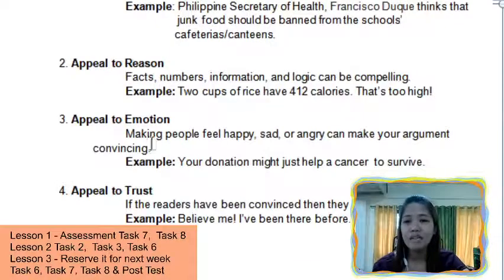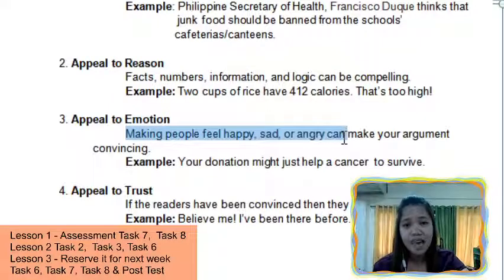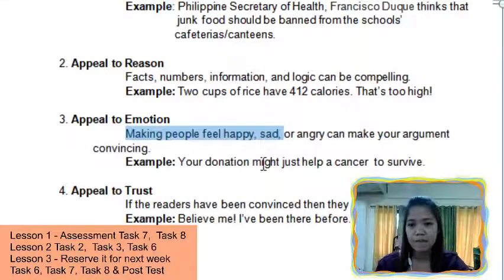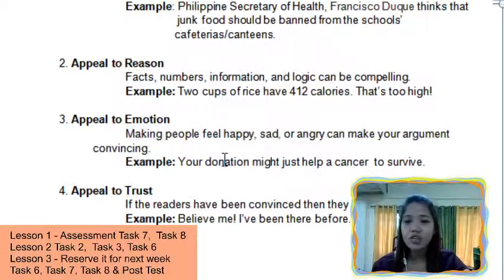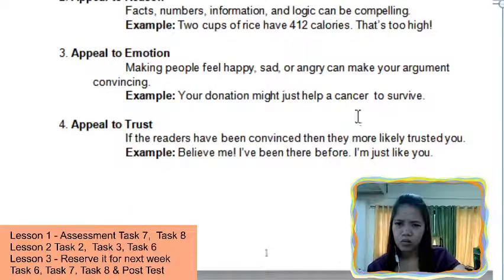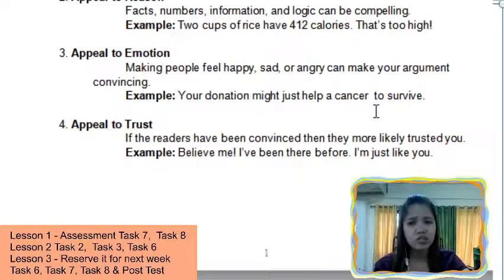Number 3, appeal to emotion. This is making people feel happy, sad, or angry, that can actually make your argument more convincing. Okay, example is, your donation might just help a cancer patient to survive. Oh, sorry, it should be a cancer patient to survive. It's the mistake of the module.